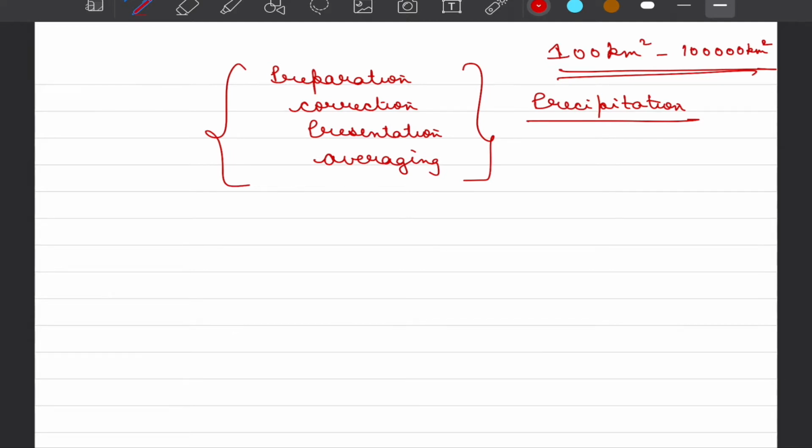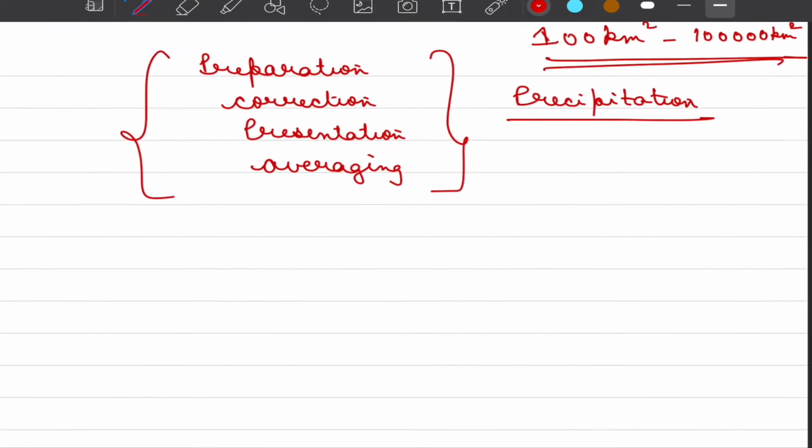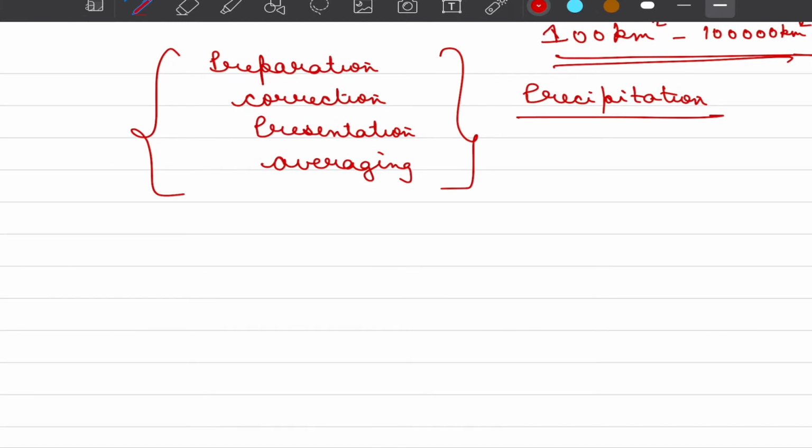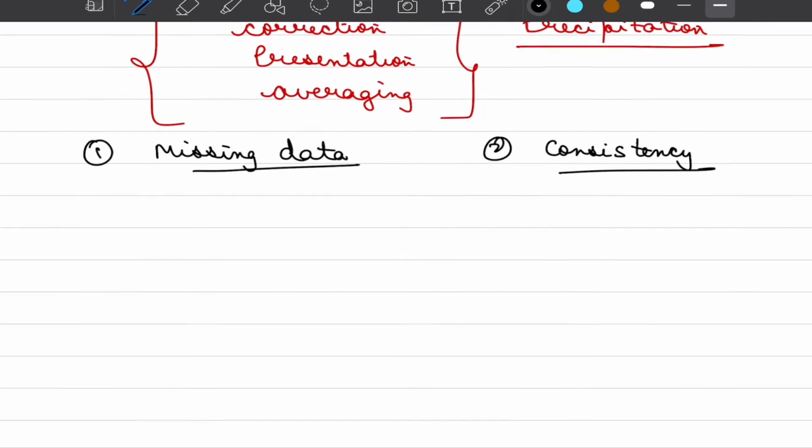And finally, there may be multiple gauges present in a given watershed. So we also have to come up with the average representation of precipitation in a given area, and we will learn some techniques for that, where arithmetic averaging would not work. Whenever we talk about preparation of data, we are essentially talking about two parts: the first part deals with finding the replacement of missing data, and the second is checking for consistency if we have the complete data available at a particular gauge.